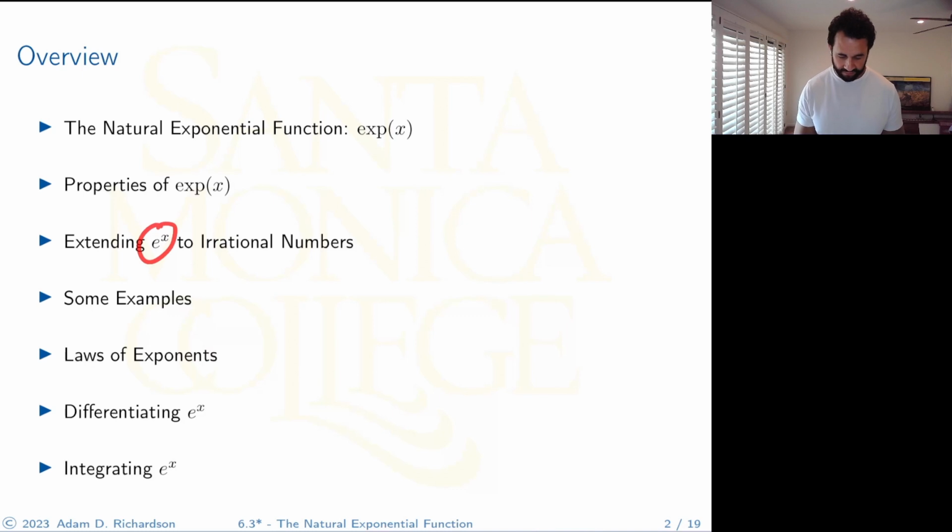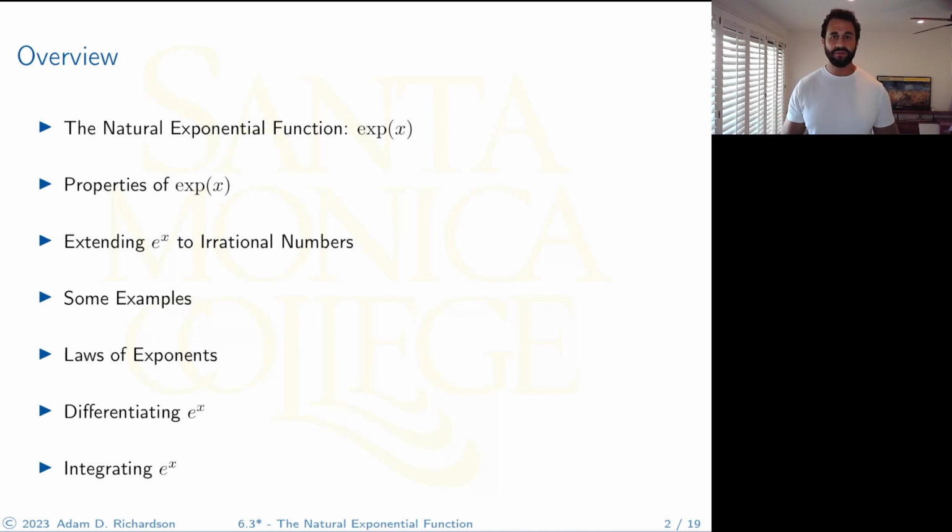And remember, e is that number that makes the natural log equal to 1, right? So e is a number. I know that sounds weird, but e is a number. And we're going to see how raising that number to the power of x can be extended to irrational numbers.